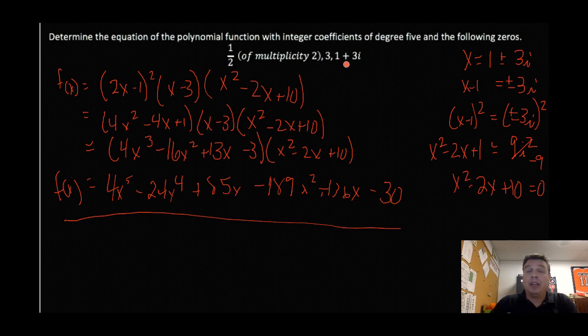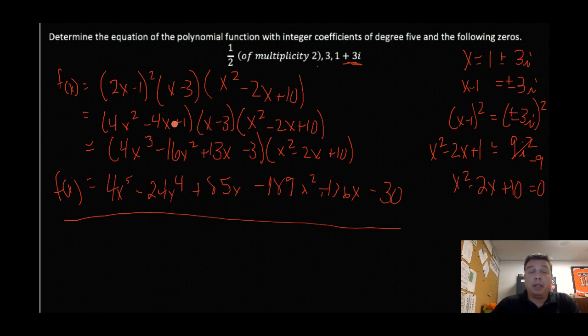So now that right here is represented by this quadratic. The 1/2 of multiplicity 2 would translate into 2x minus 1 as my factor, and then the multiplicity of 2 means I have to have 2 as my exponent. The 3 translates into a factor of x minus 3. If I square this first part here, I get the 4x squared minus 4x plus 1, because I take 2x minus 1 times 2x minus 1.